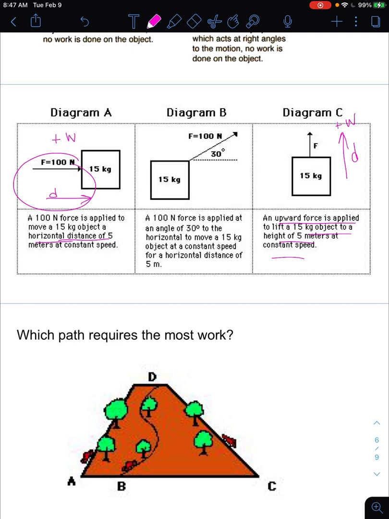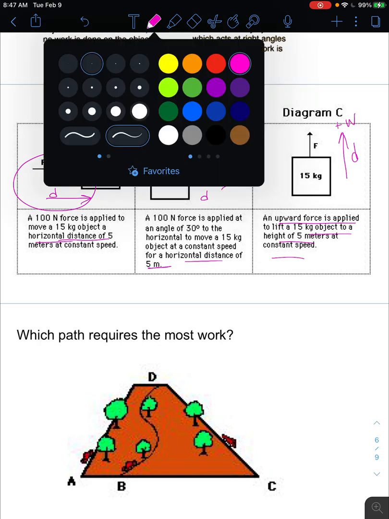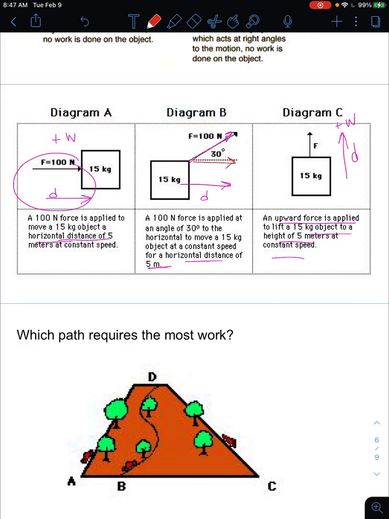This one's a little weird because we're going to the right, but our force is at an angle. There is work being done here, but we would have to find the component, Fx. We would say that it's the Fx times the displacement. That would be equal to the work that we did.